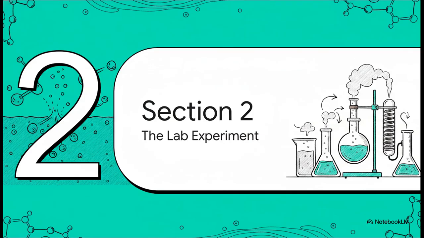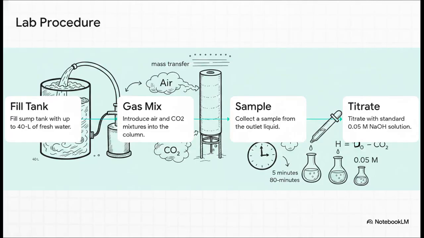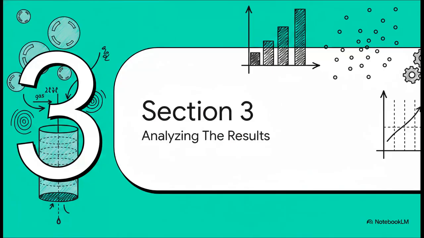Moving on to Section 2, the lab experiment. To actually test this mechanism, we used a packed absorption column right in the lab. We started by filling up a sump tank with 40 liters of deionized water, and then we introduced an air and CO2 mixture. Then, over an 80-minute period, we collected liquid samples every 5 minutes. We analyzed those samples by titrating them with a 0.05 molar sodium hydroxide solution to find the exact concentration of dissolved CO2.